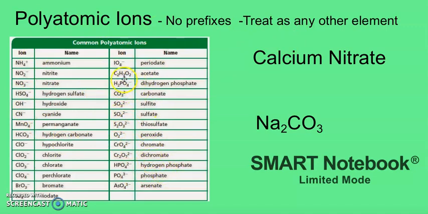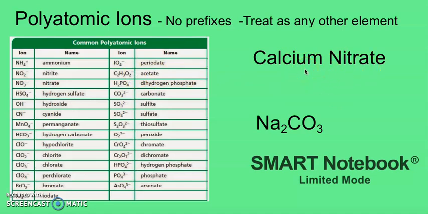Now I know, for example, this acetate has 2 carbons, 3 hydrogens, 2 oxygens, but you treat it as a C2H3O2. Treat it as one thing, and that one thing will have a charge. In this case, it's going to be negative, which is -1. So let's take a look at an example. Here we have calcium nitrate.